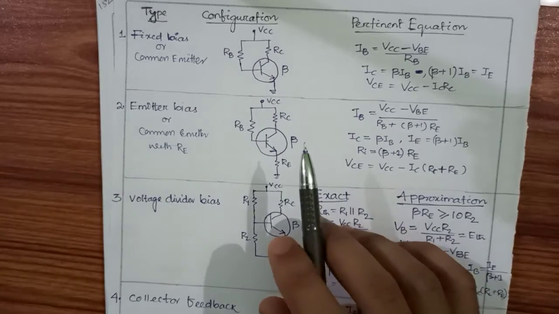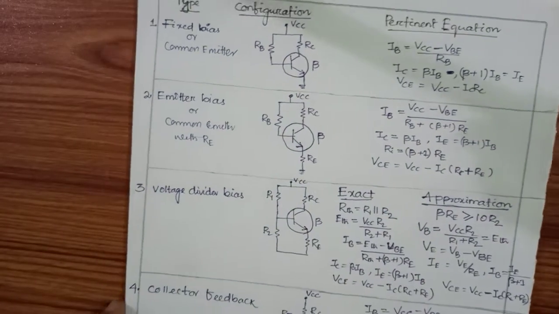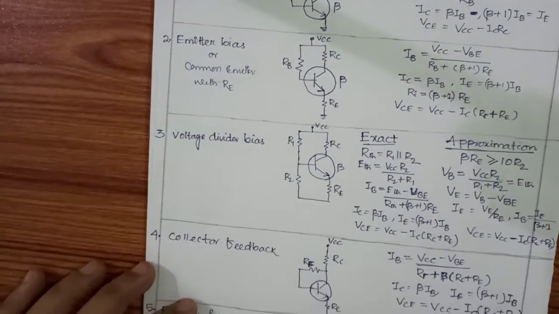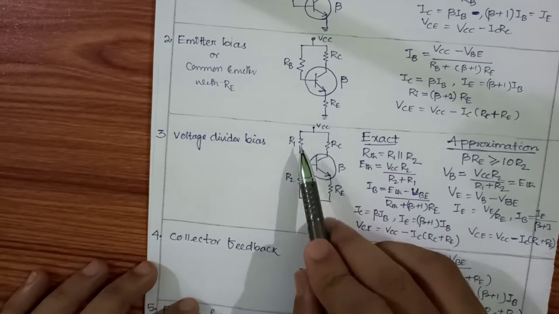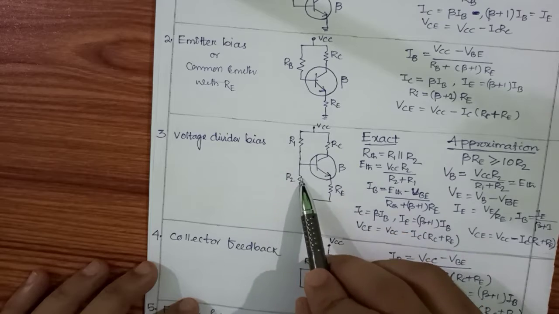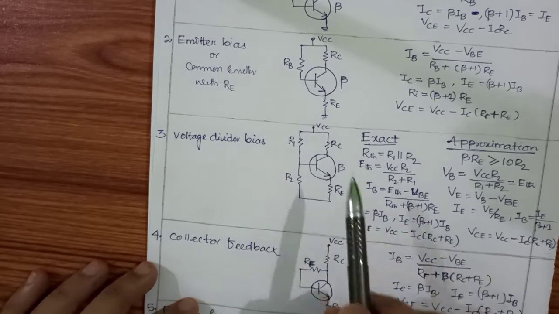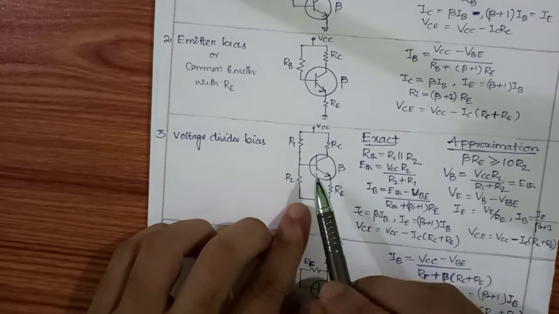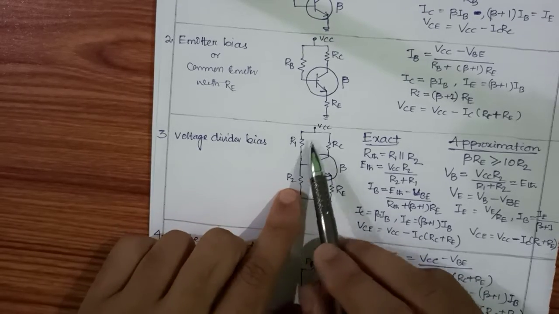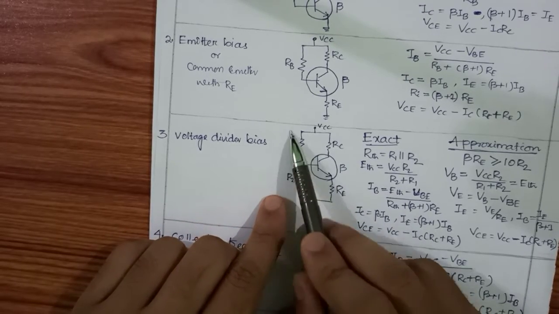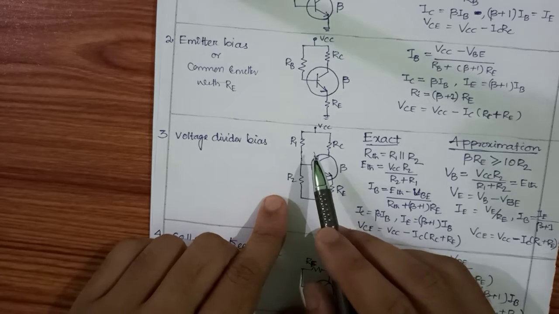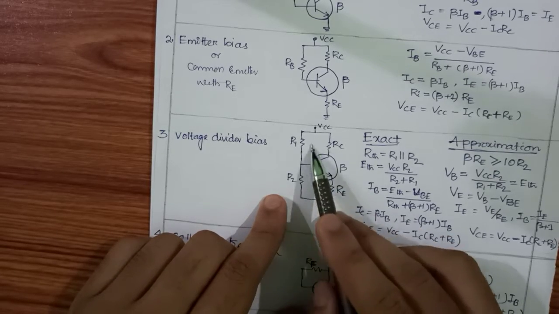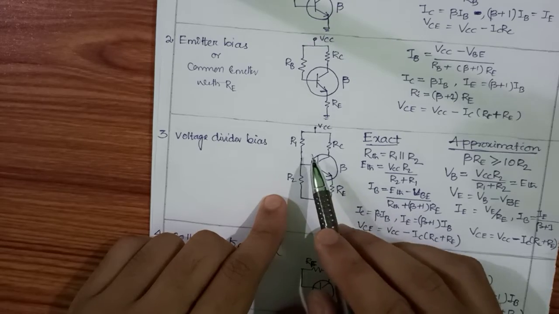Now the third one is voltage divider biasing. What are we going to do here? Here we apply two resistors, and the voltage VCC will be divided across the two resistors R1 and R2. Then that will be fed to the base. So here we are using the Thevenin equivalent. For this VCC, R1, R2, first we find VTH, the Thevenin voltage, then RTH, then we connect this side with a Thevenin voltage plus Thevenin resistance.